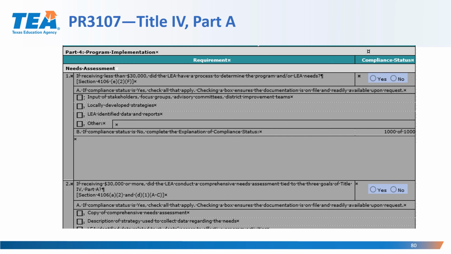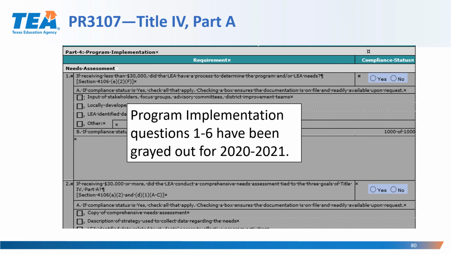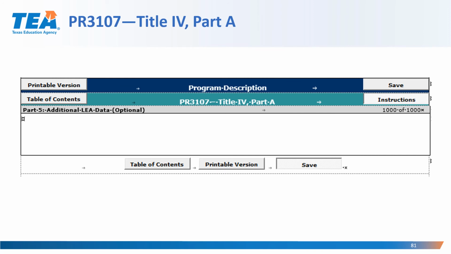Part 4, which is the section that includes the program implementation questions for Title IV Part A, will be grayed out for the 2020-2021 compliance report. Please be aware that the requirements on which the program implementation questions are based are still in effect. We do expect to reinstate the questions in the compliance report for the 2021-2022 school year. Part 5 is an additional information box that is optional for Title IV Part A.